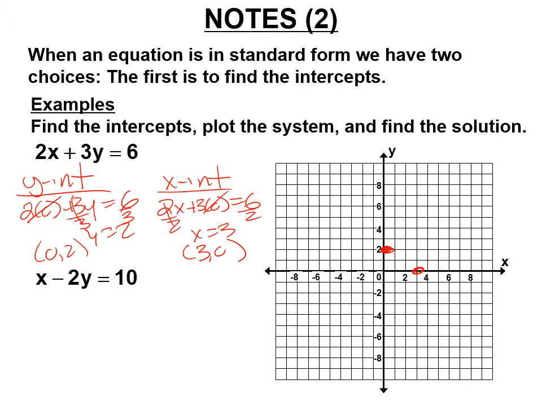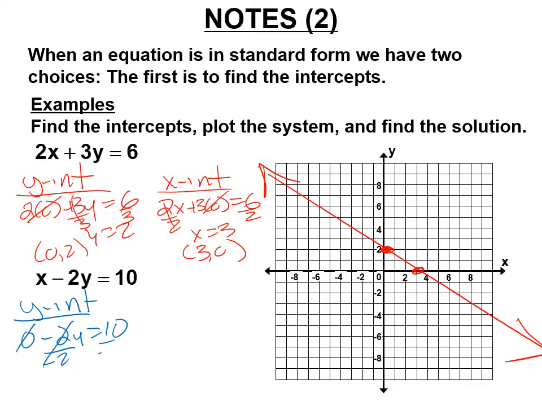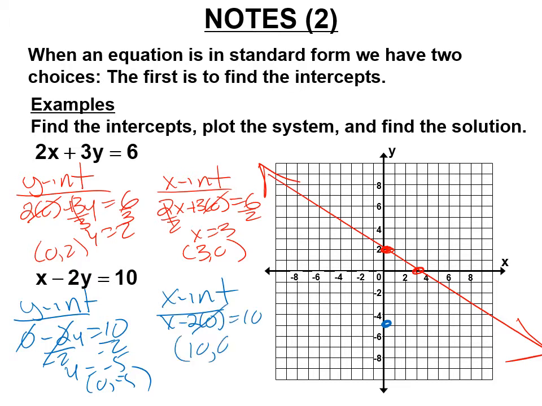So it says find the intercepts, plot the system, and find the solution. Okay. So there you go. I found the top one. Now we're going to find the intercepts for the bottom one. Y-intercept, x equal to 0. Divide both sides by negative 2. Y equals negative 5. Y-intercept 0, negative 5. X-intercept for the bottom one. Y equals 0. X equals 10. 10, 0 is the x-intercept right there.